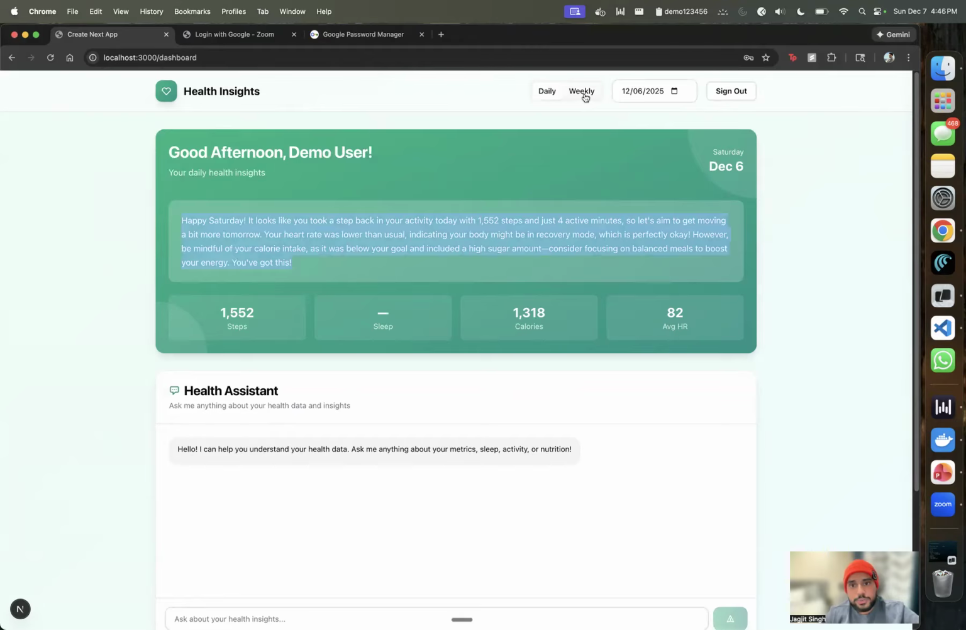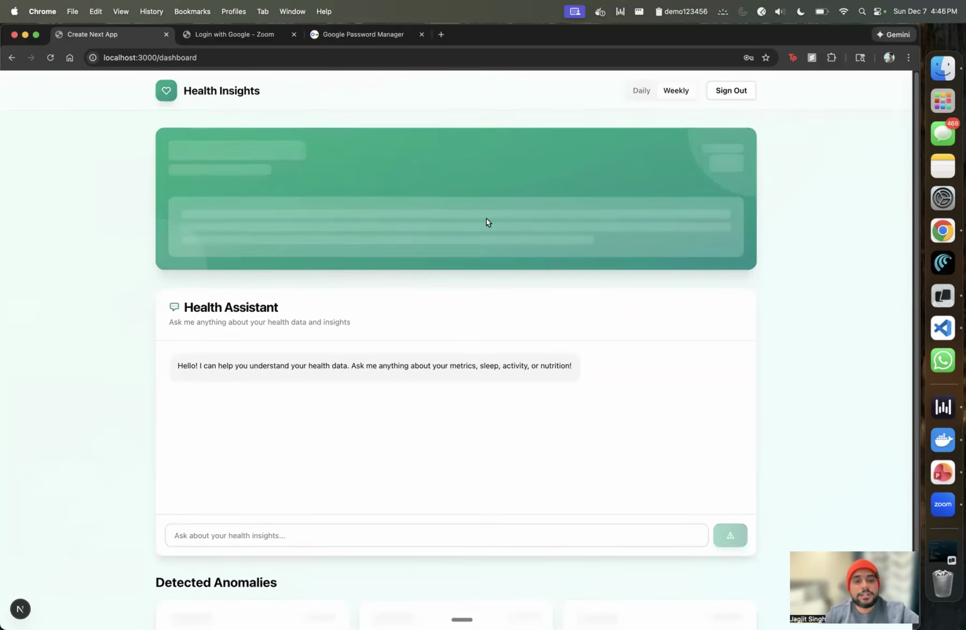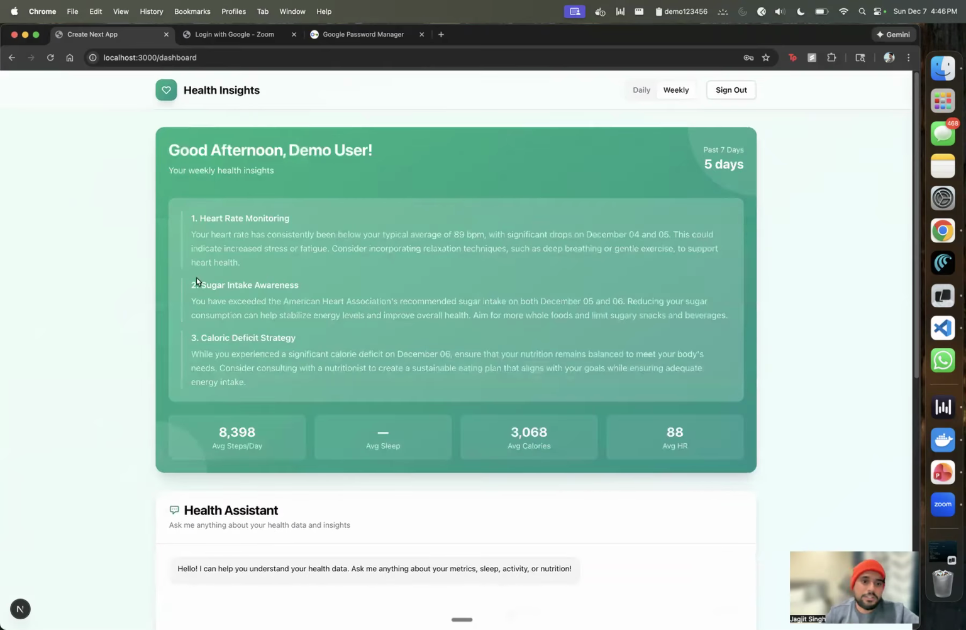Then we can also switch to a weekly summary, where it gives me a complete weekly summary, such as this is what I need to do since my heart rate was kind of below average. And then it gives all these insights to the user, which is very readable and helpful.